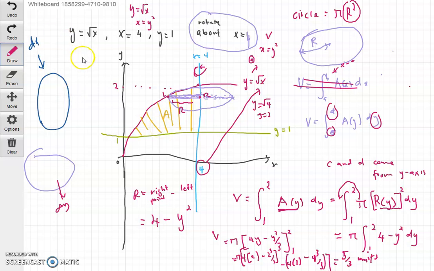Okay, and we are going to see the next method. We call it the washer method. This was the disk method, and we have another method to calculate the volume, which we call the washer method. So see you in the next video.